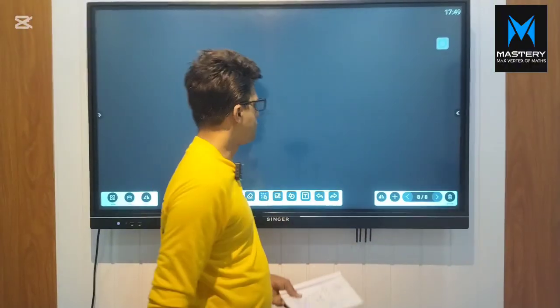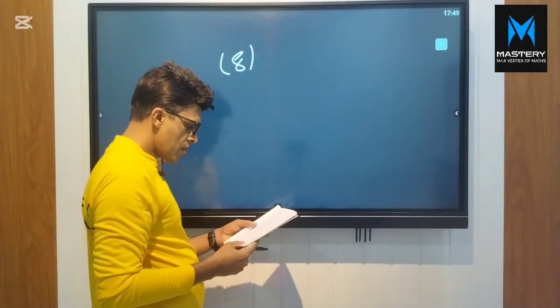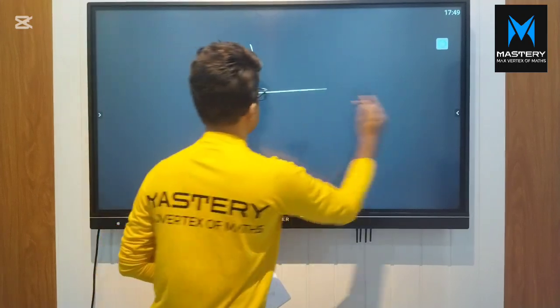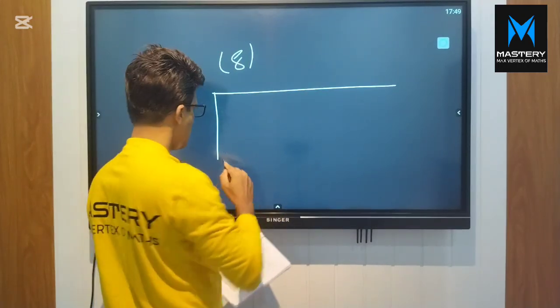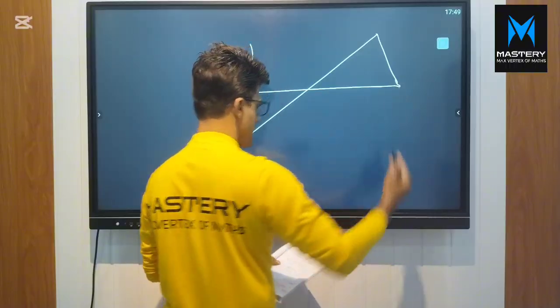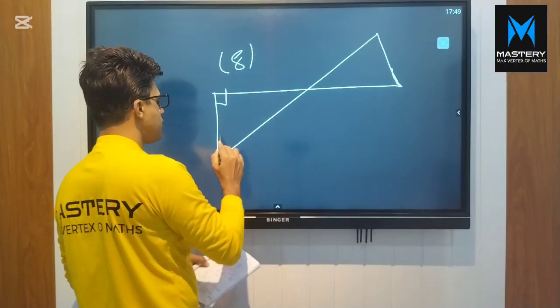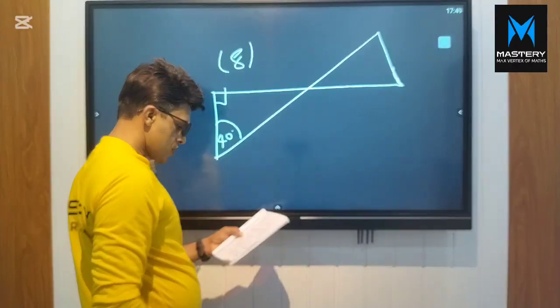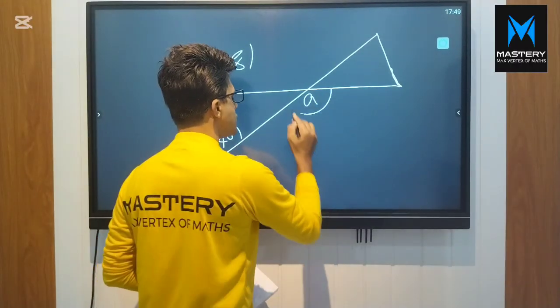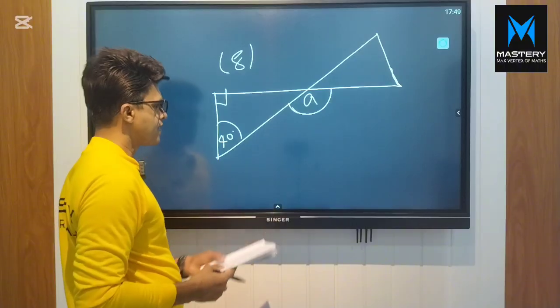Okay, so next question, the 8th question. Find the value of a and b of this diagram. So how do you find the value of a and b here? Here 90, here 40. It has given, and also it gives the term a here, right? How do you get the value of a here, really?